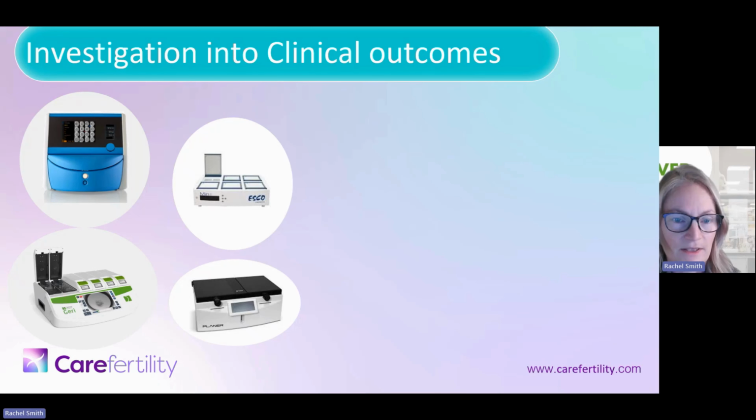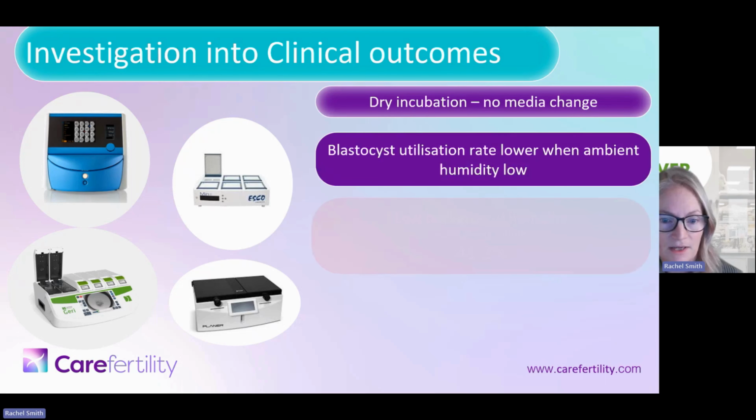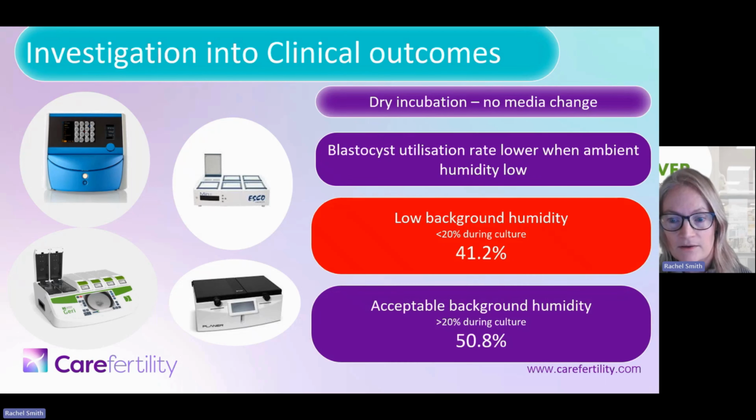So she looked at the incubator type. We had two that were dry, which was the EmbryoScope, and we had two that were humid, which was the Geri and the Planer system. We acknowledged that there was a cutoff between those running with 20% or less in that culture period versus culture at an acceptable level. And we did immediately find a difference in utilization. So blastocyst utilization was a lot less in the low background humidity.